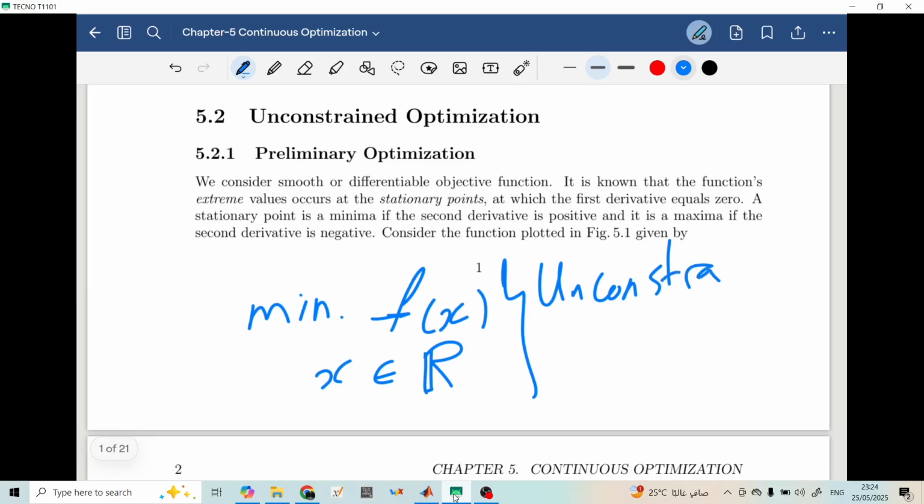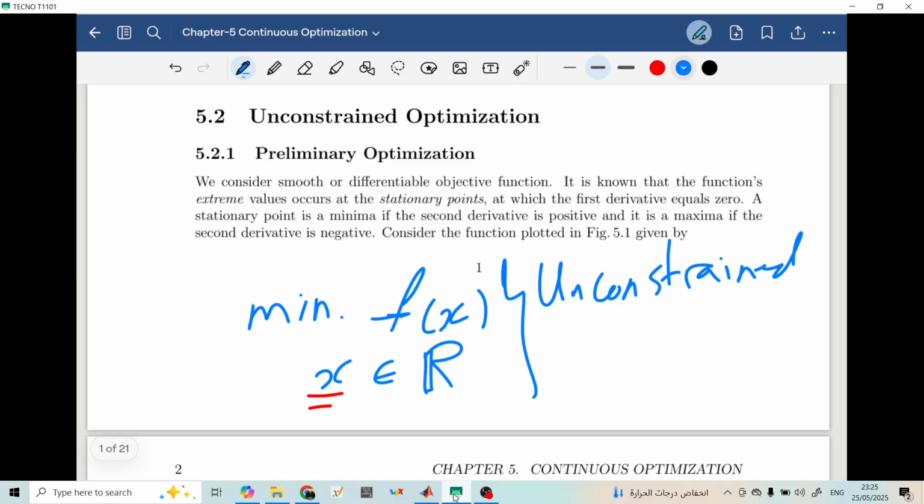Why? Because the independent variable here, x, is not constrained. It can take any value from the real line. Okay? So this is an unconstrained optimization problem, or a minimization problem.